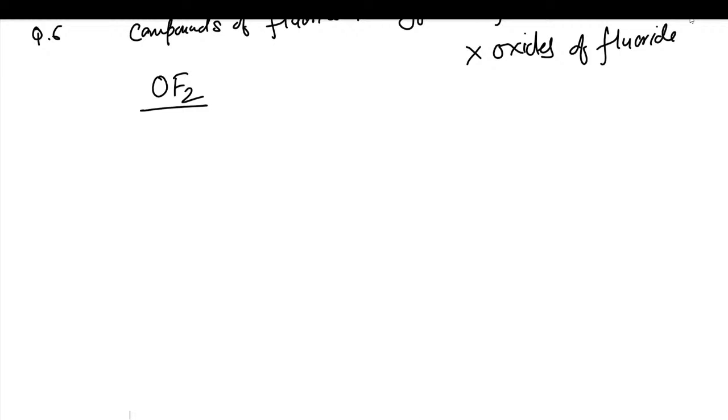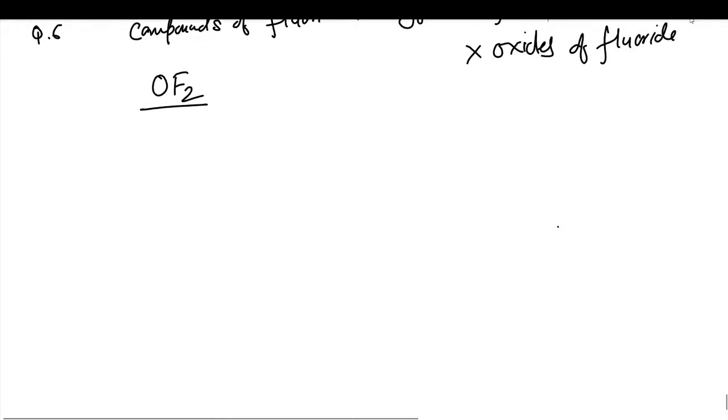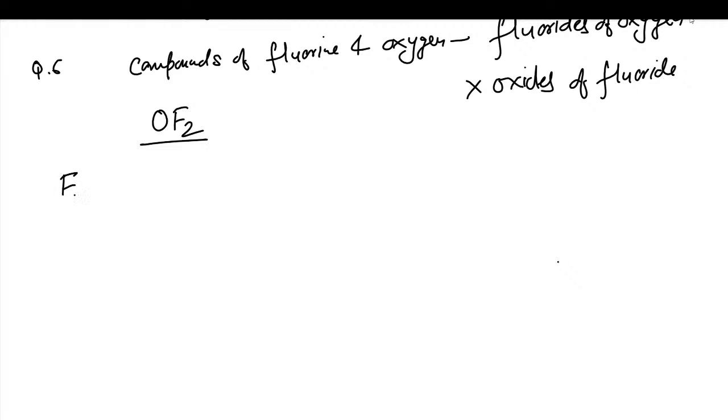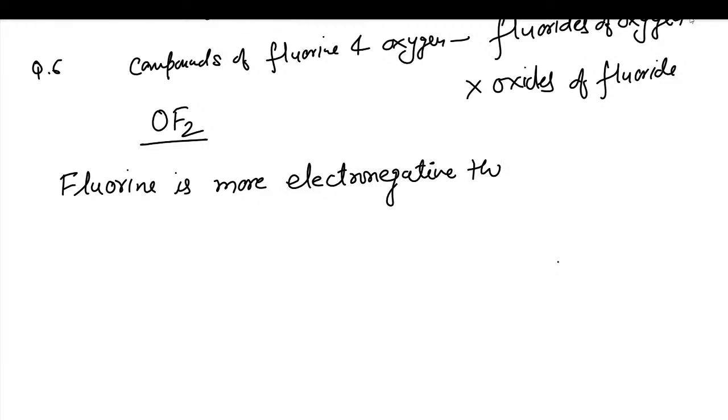Yes, beta. What is the reason? It is a very simple question. Because fluorine forms the anion here. Because fluorine is more electronegative than oxygen. This is the reason. Because fluorine is -1 and here oxygen is +2. Okay. Next question.